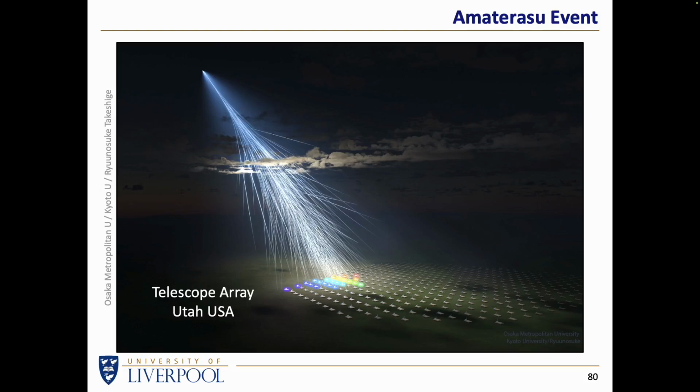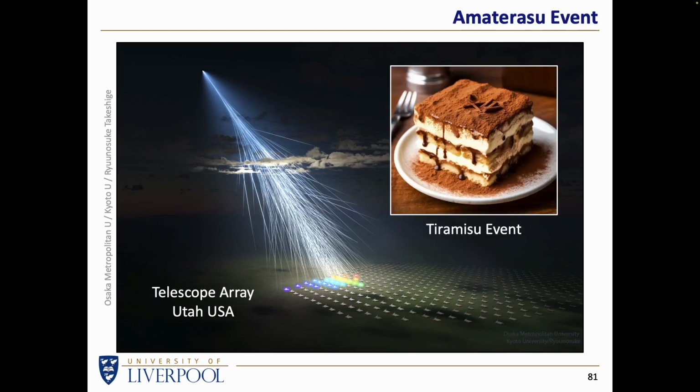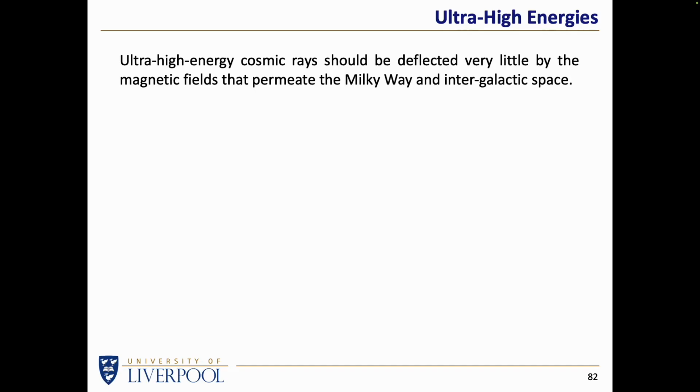This was one of the most energetic cosmic ray events ever to have taken place, the Amaterasu event. It was picked up by detectors in Utah, USA. It was reported in Astronomy Picture of the Day, December of last year, and it was actually looking at data that was taken a couple of years earlier. And this was one of the most energetic events that had ever been seen. And by the way, the Amaterasu event should not be confused with the tiramisu event, which is what they had afterwards when they celebrated seeing this particular thing.